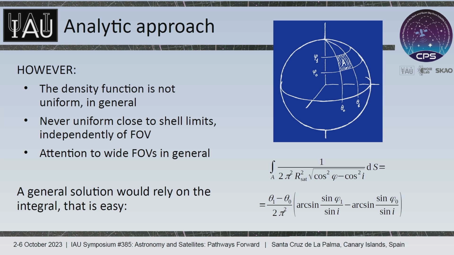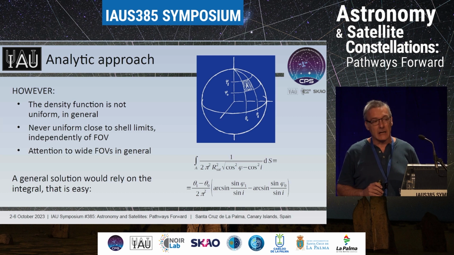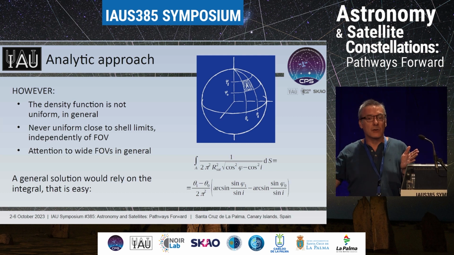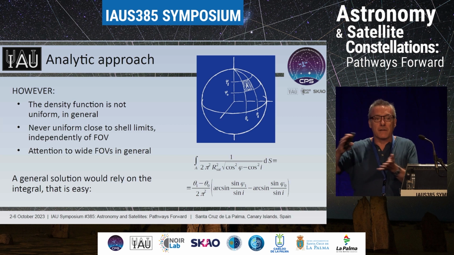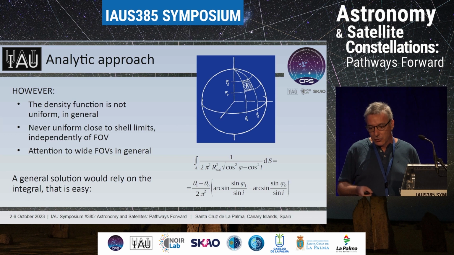The density function is not uniform in general. It is never uniform when you are very close to the shell limits, or when the shell limit is inside your field of view, something that may happen. And also, you have to pay attention to wide fields of view in general. For wide fields of view, the density function is never uniform. So the general solution should rely not on the mean value in the field of view, but on the integral over the field of view. Numerically, the integral is also easy.